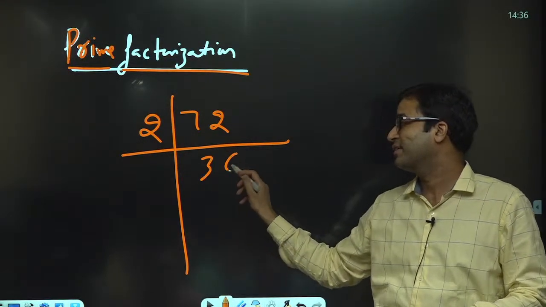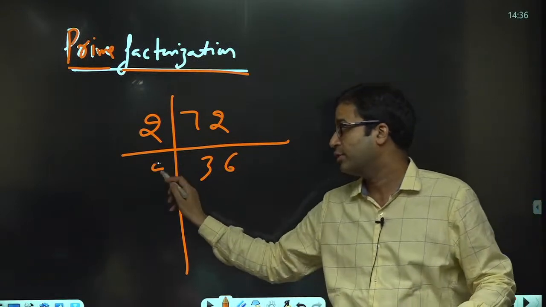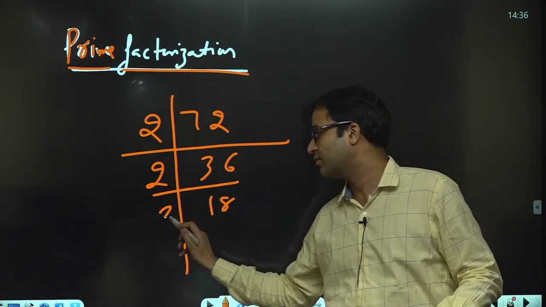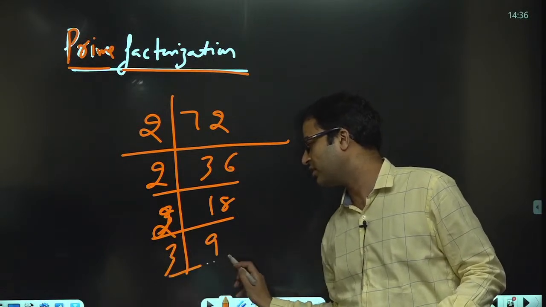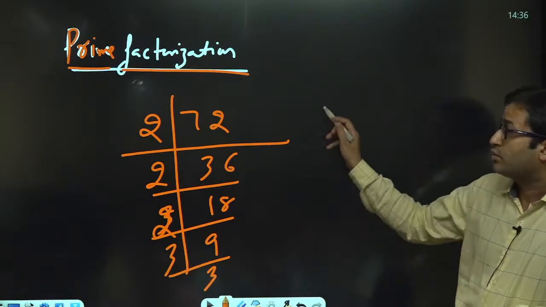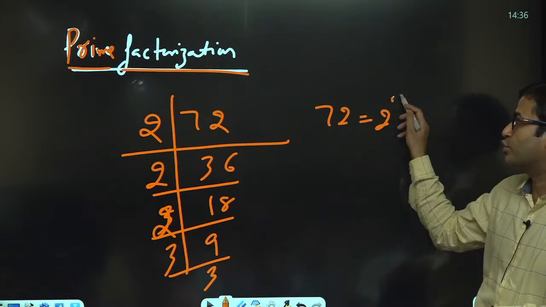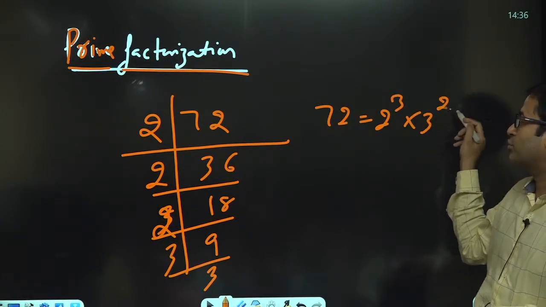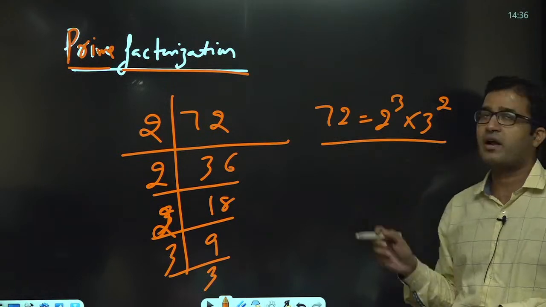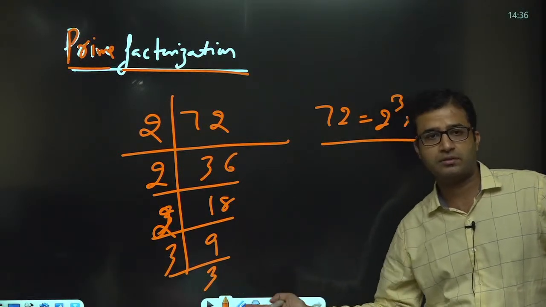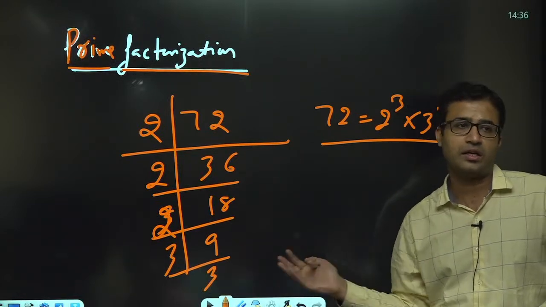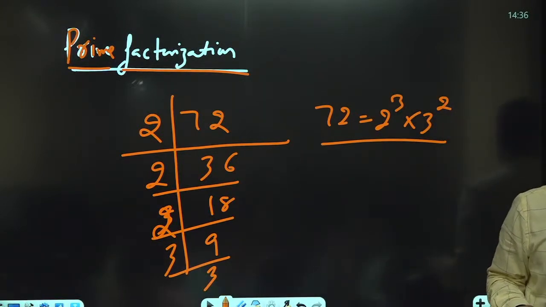2, 36, 2, 18, 3, sorry, 2, 9, 3, 3. So we will say 72 is 2 to the power 3 into 3 to the power 2. So it is called prime factorization. You take prime factors one by one. Take out as many prime factors as you can, one by one. That is called prime factorization.